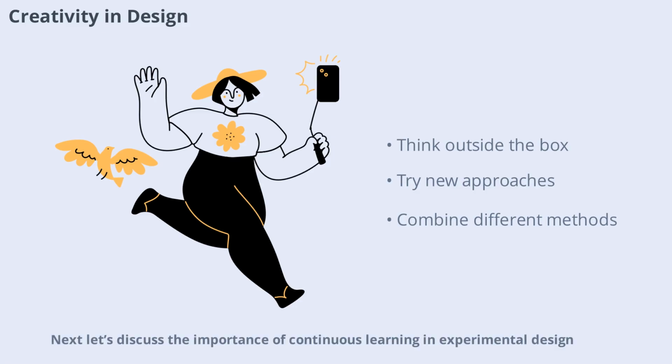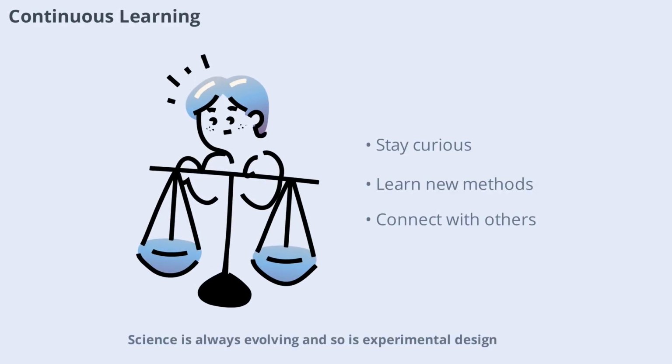Next, let's discuss the importance of continuous learning in experimental design. Science is always evolving, and so is experimental design. Stay curious and keep learning about new methods, technologies, and discoveries. Attend workshops, read scientific journals, and connect with other researchers. Continuous learning helps you improve your skills and stay at the forefront of your field.